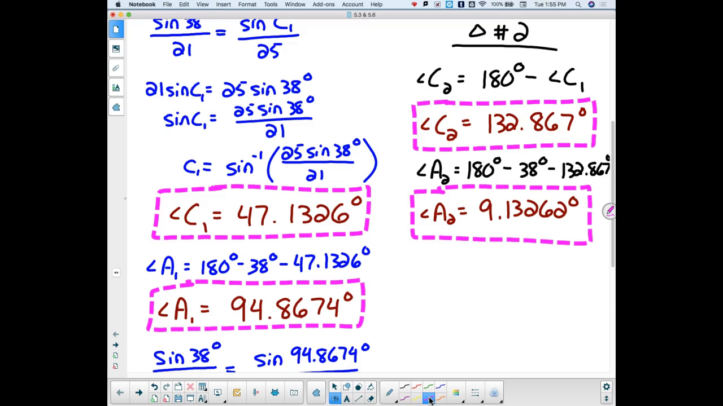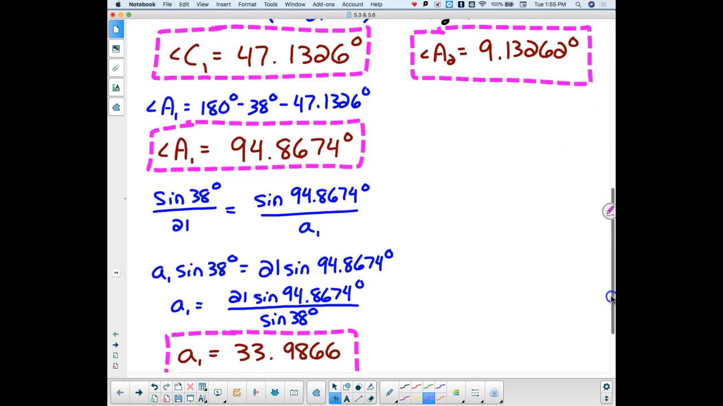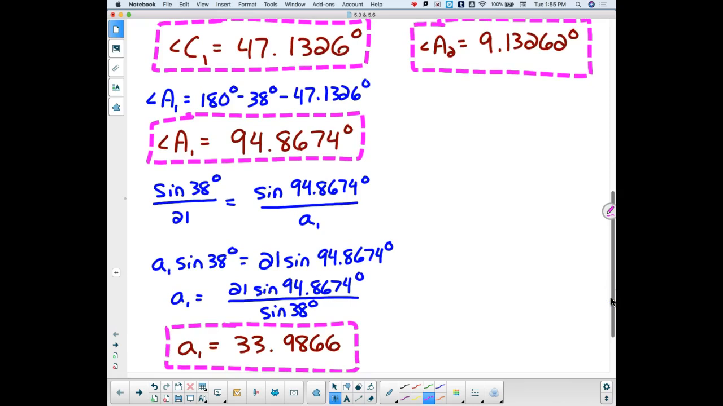Now, one of the mantras in my life that I like to use is work smarter, not harder. Right? You just did all this work over here to find side A sub 1. What's the only thing that changes on that work? There's only one thing that changes. Jordan. My angle A. So instead of my angle A being 94.8674 degrees, my angle A now is 9.13262 degrees. You've already done the work.